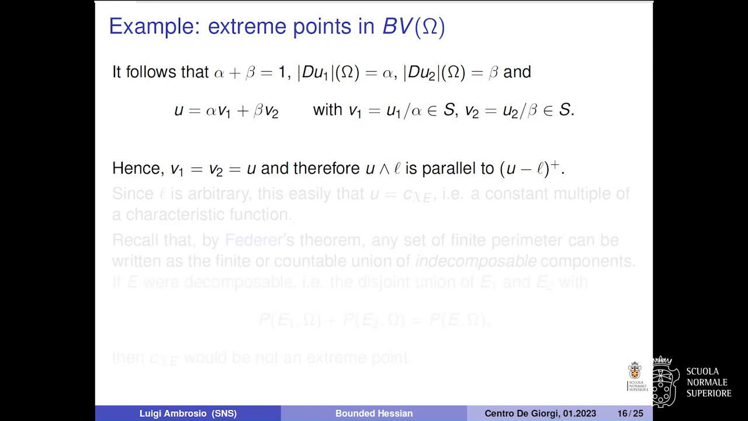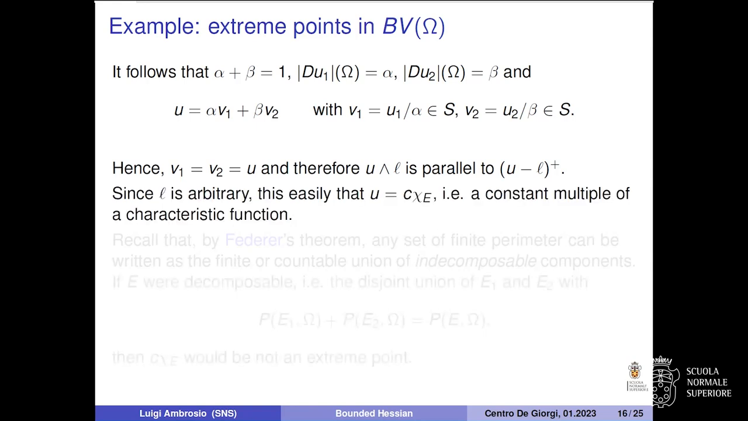And since the level L is arbitrary, this tells you that all super level sets of U are the same, so either a set E or the empty set, and so you get that necessarily U must have this structure, right? This is the only possibility for this to occur.